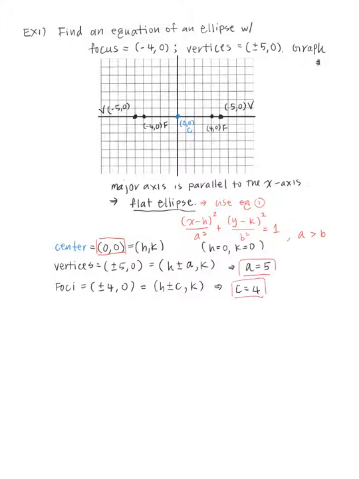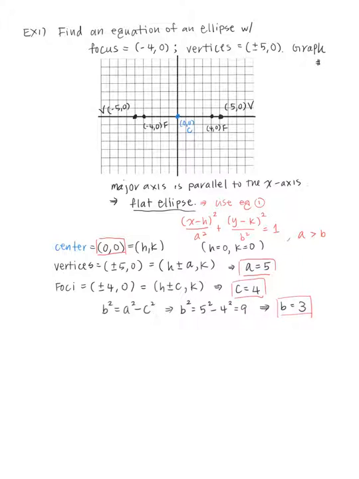All right, now all we need is the value of b. So how do you do that? Use this equation, b squared equals a squared minus c squared. So this implies that b squared equals 5 squared minus 4 squared, which is 9. So that implies that our b is going to be 3. So I think we're now ready to write the equation of that ellipse.